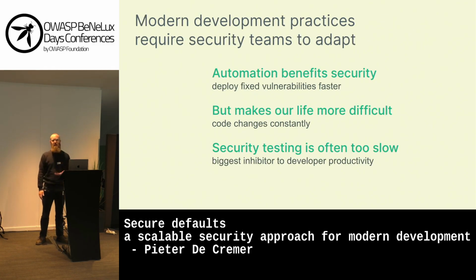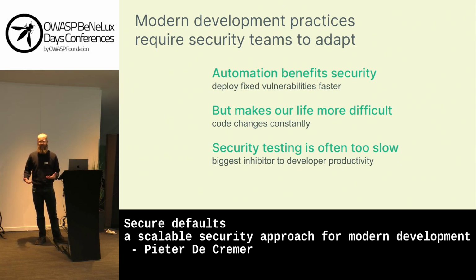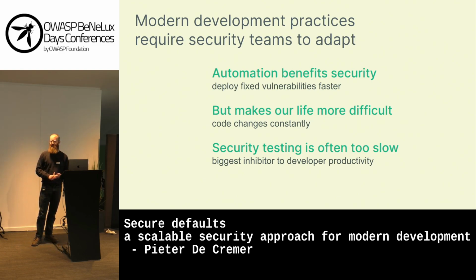On top of that, modern development practices have changed. With Agile, with DevOps, the speed of development has increased, and this benefits the security team. When a vulnerability is fixed, it's in production faster. That's a good thing. But it's also difficult because code changes all the time. There are multiple releases per week, even per day in some companies. The security team needs to keep on top of this.